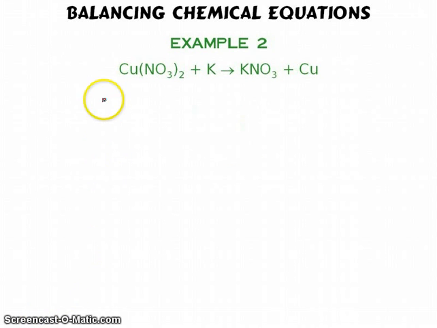Example 2 deals with copper nitrate reacting with solid potassium metal to produce potassium nitrate and copper. Copper 2 nitrate in this process is going to be a single replacement reaction. Potassium and copper are very similar, both are metals, so they have the potential to interchange. We consult the activity series for this and see that potassium is much higher than copper, so this reaction will indeed proceed. We'll begin with another T-chart.